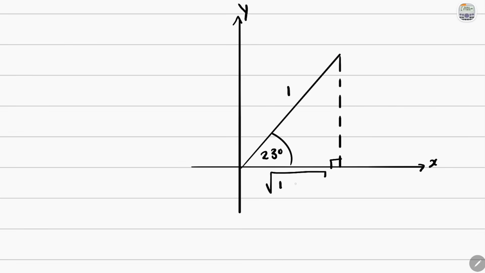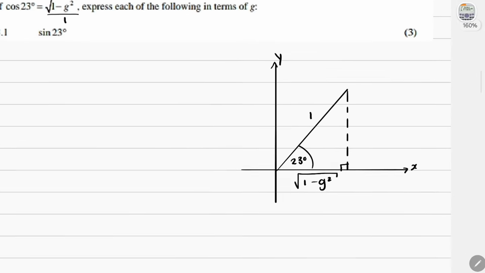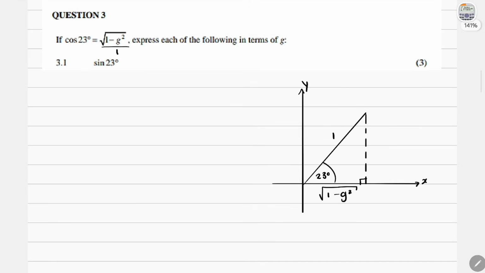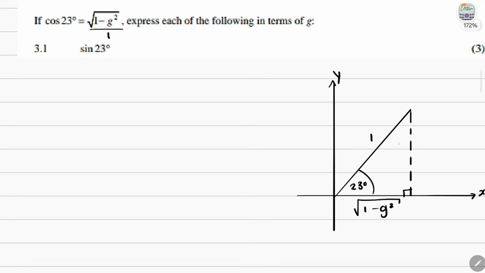This is square root 1 minus g squared, meaning for us to find any trig ratio they ask for, we still need this opposite side. So let's find that. Because we have a right angle triangle, we can use Pythagoras. So the opposite side, you see that this represents a y value. Okay, so it's that amount of units up.